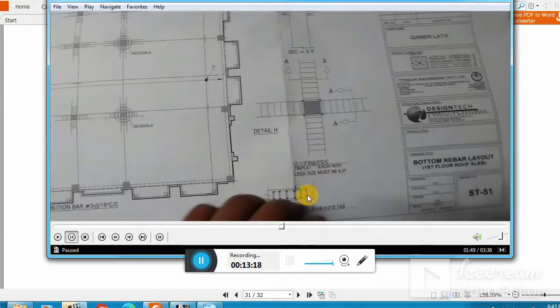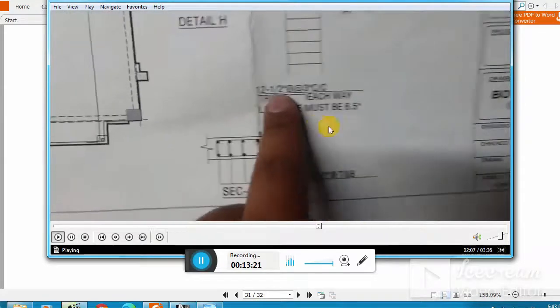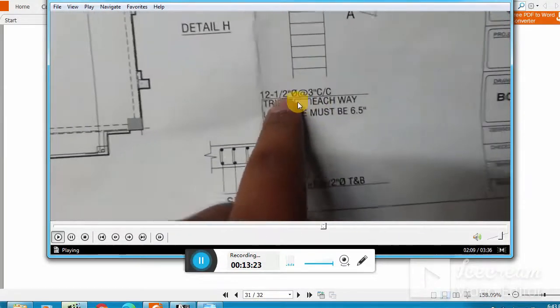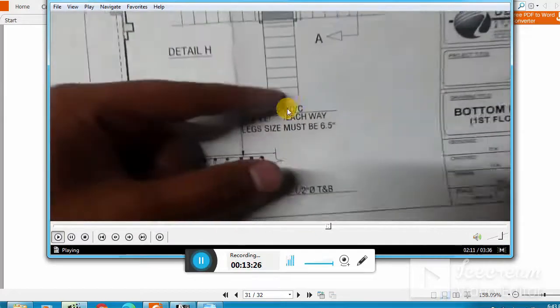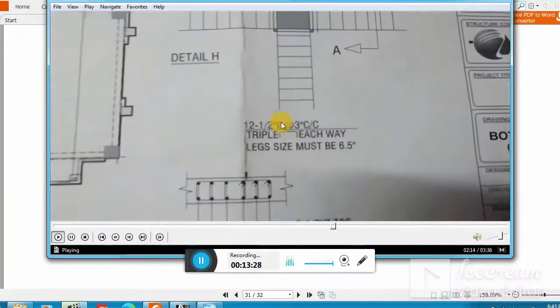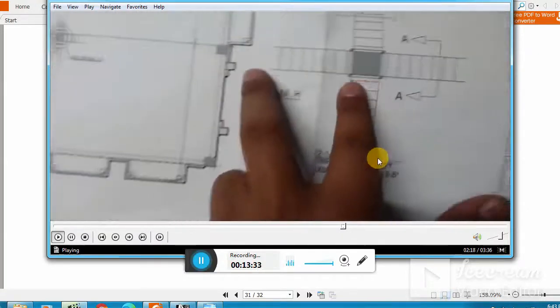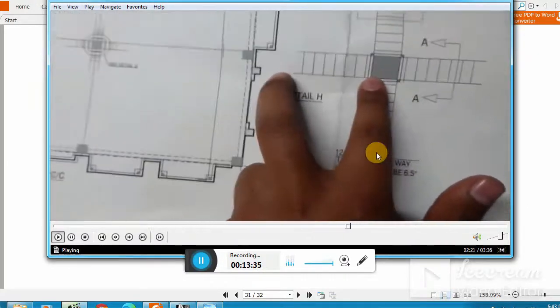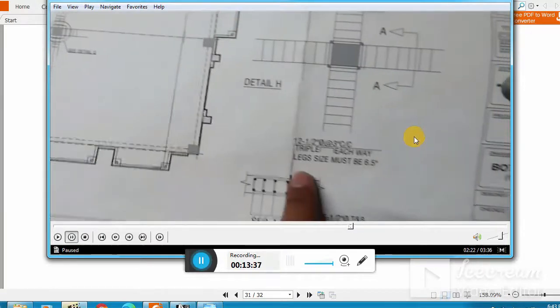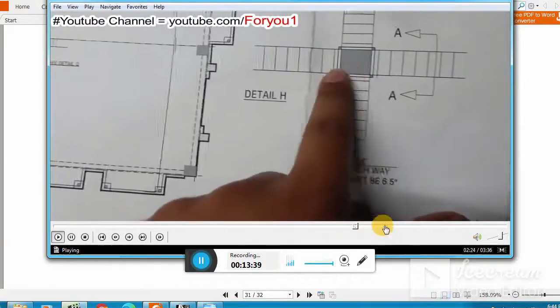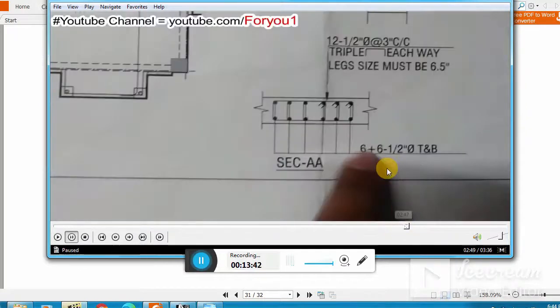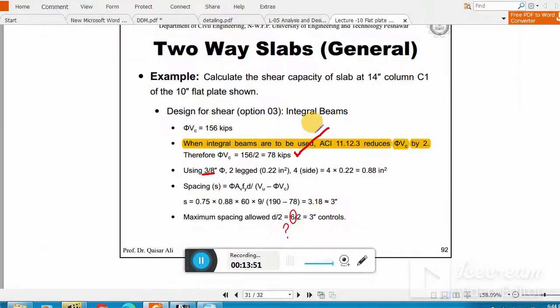And similarly, you see in this video triple legs, you can say, in each way, meaning you have to place this kind of stirrup system 3 numbers that gives you 6 total legs, okay. And here you see in the cross section, basically you see the design, that you have to place 6 bars in bottom, 6 bars on top, and 6 leg stirrups. Clear? So we need to know this kind of design.